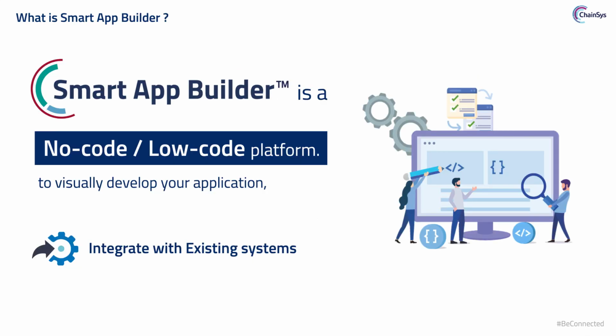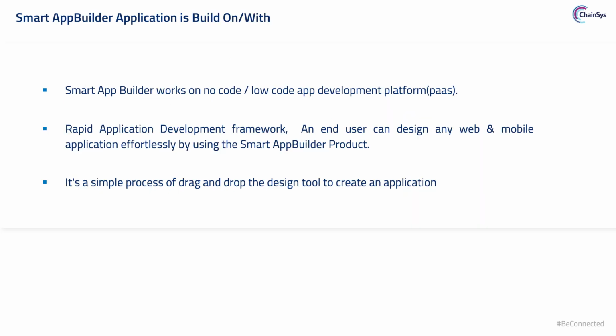What is Smart App Builder? Smart App Builder is a no-code or low-code platform to visually develop your application. It is used to integrate with existing systems. Smart App Builder works on no-code or low-code app development platforms, a rapid application development framework, so that an end user can design any web or mobile application effortlessly by using the Smart App Builder product. It's a simple process of drag and drop design tools to create an application.